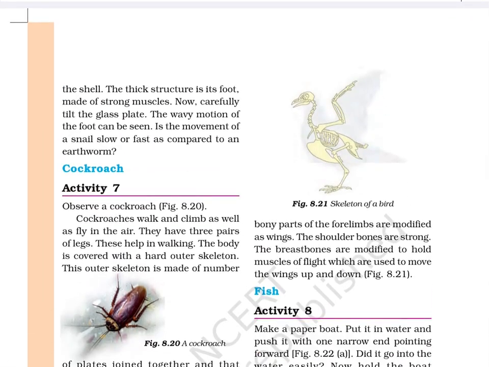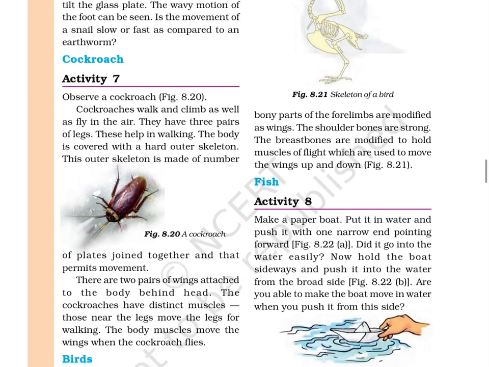The shoulder bones are strong. The breast bones are modified to hold muscles of flight which are used to move the wings up and down. Figure 8.21 shows skeleton of a bird.